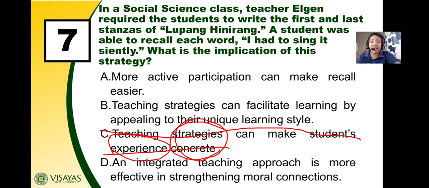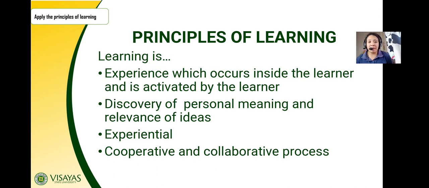Because this is unique to each student. Some students, okay, will write the first and then last stanza of Lupang Hinirang. So, in writing, they just simply write it. Others sing it loudly. That is how they remember. But our clue here is that a student was able to recall each word, and he said, I had to sing it silently. So, the answer, class, is without a doubt letter B. So, we need to remember the following principles of learning.